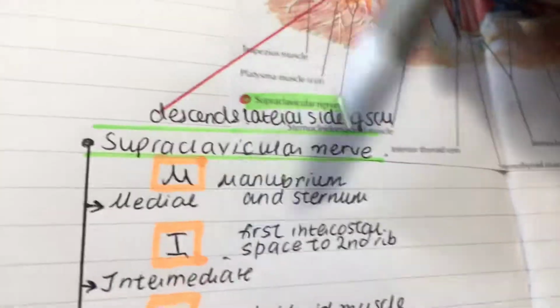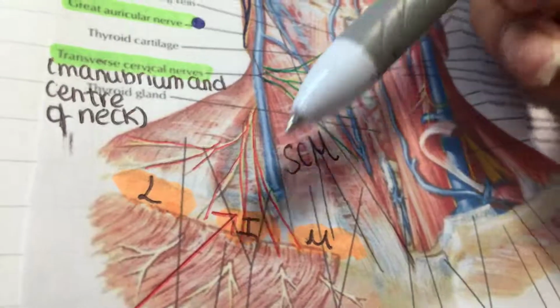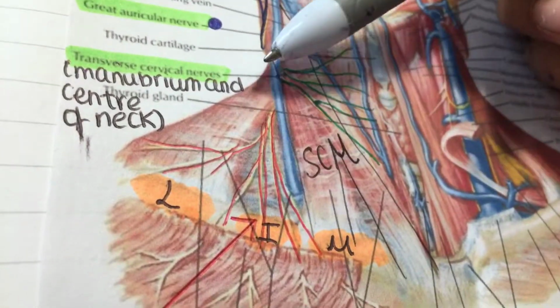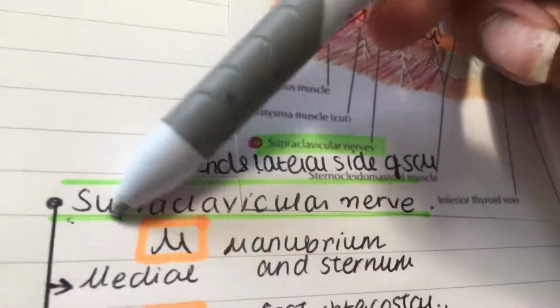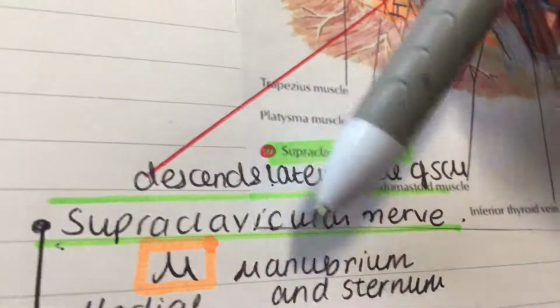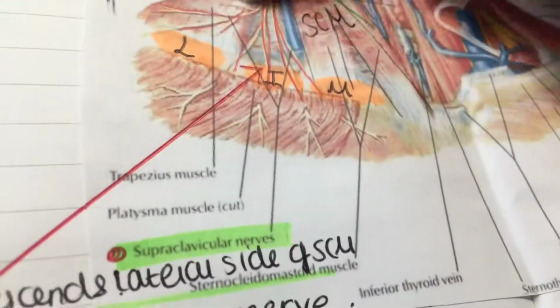Now, the supraclavicular nerves themselves. The supraclavicular nerves arise from C3 and C4, as we said. These descend on the lateral aspect of the sternocleidomastoid muscle and then come and innervate the superior border of the clavicle. And when these innervate the superior border of the clavicle, that's where they cross over from.